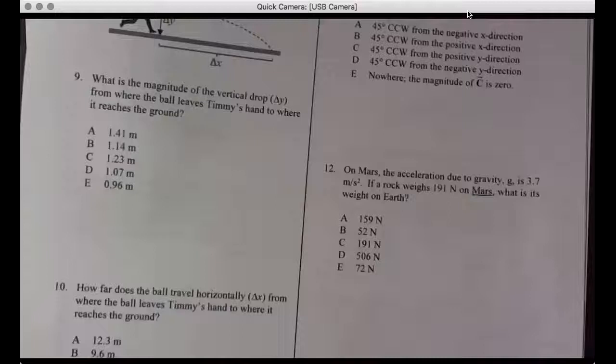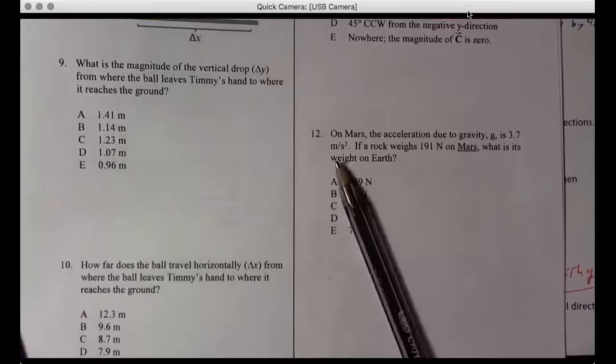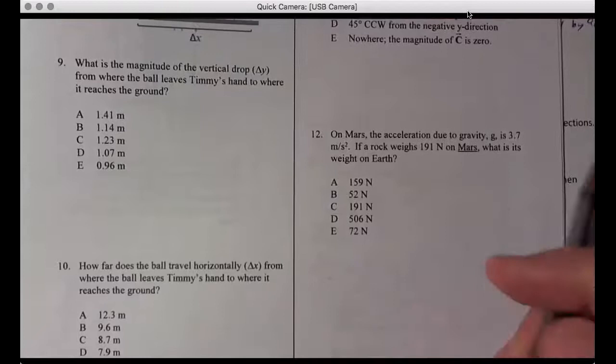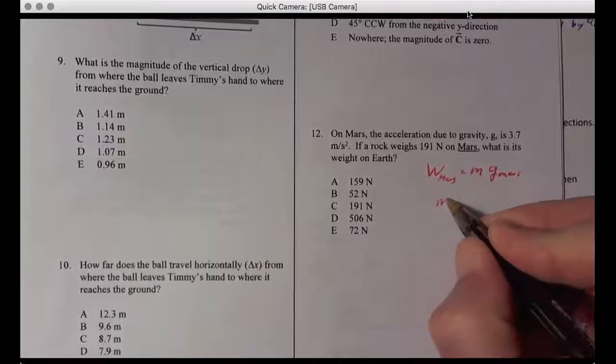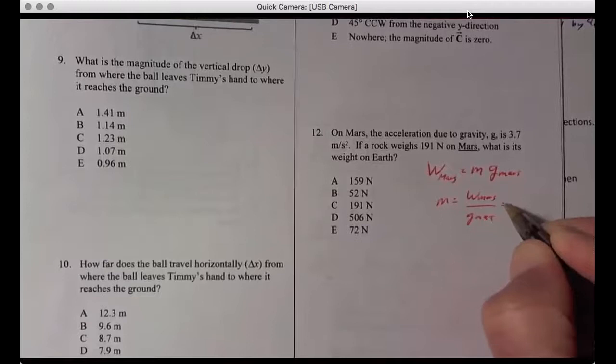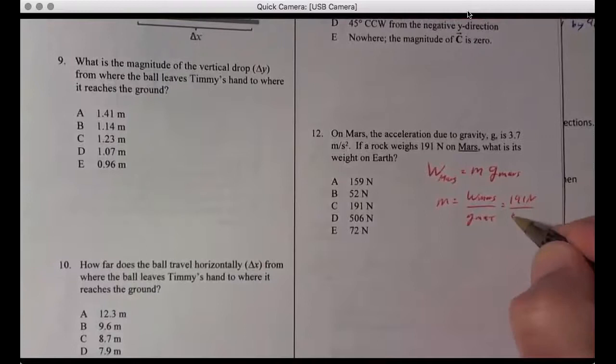On Mars, the acceleration of gravity, little g, is 3.7 meters per second squared. The rock weighs 191 newtons on Mars. So weight on Mars is equal to mg on Mars, and so m is equal to the weight on Mars over g on Mars, which is 191 newtons divided by 3.7 meters per second squared, and that's going to be in kilograms.